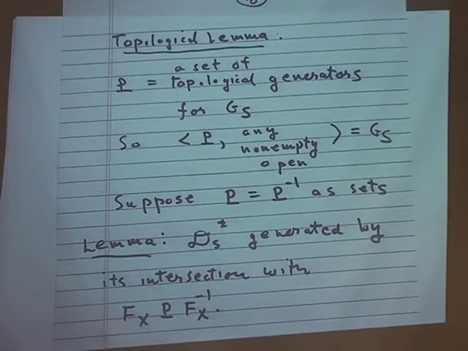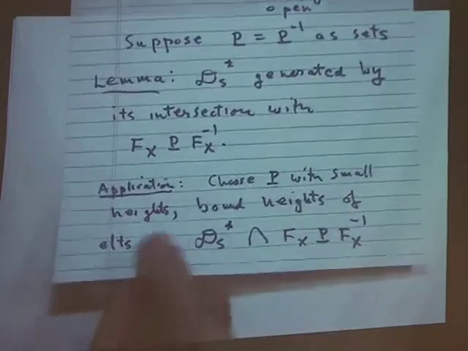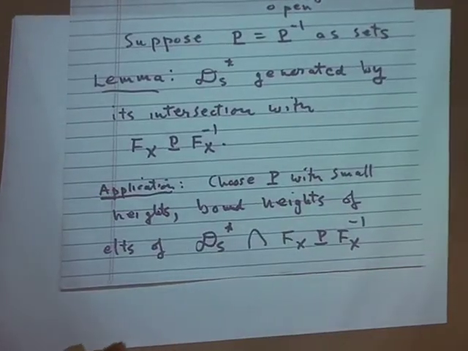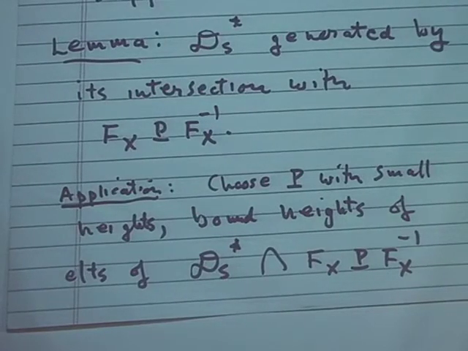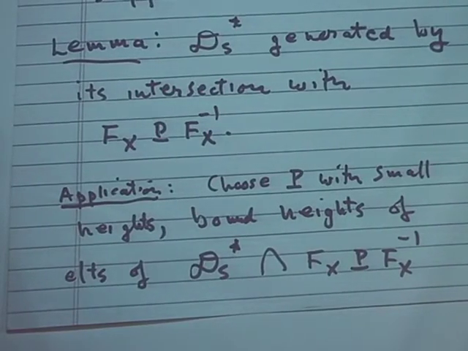Okay, so I think the application of this to proving this height bound is, well, you choose a set P that are topological generators of small height, and then you bound the heights of the elements of things that lie in that intersection. And that's how you end up proving it.